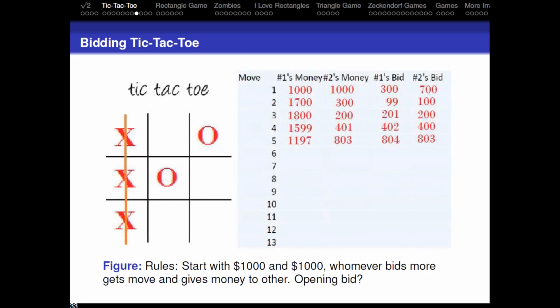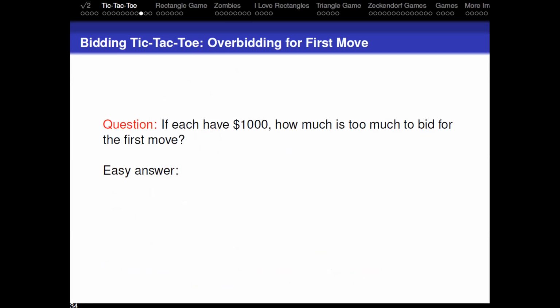And so the question is, what is a good opening bid? Or a better way of phrasing it, what would be a bad opening bid? Can you tell me a bad amount to bid of your $1,000 for the opening move?